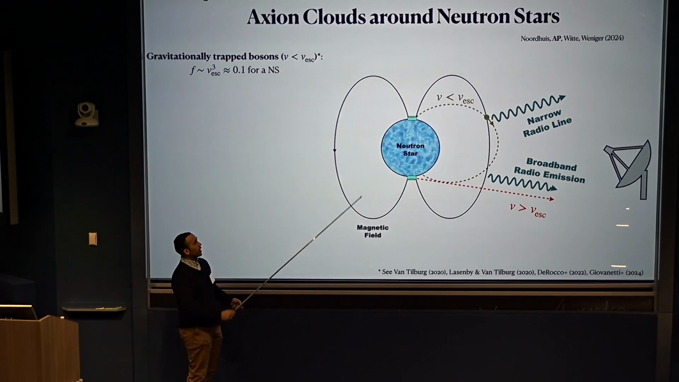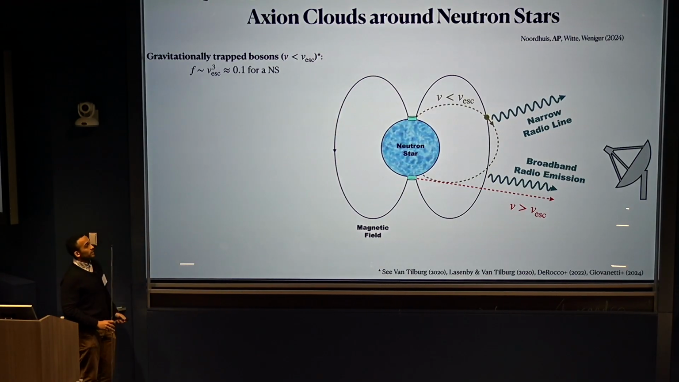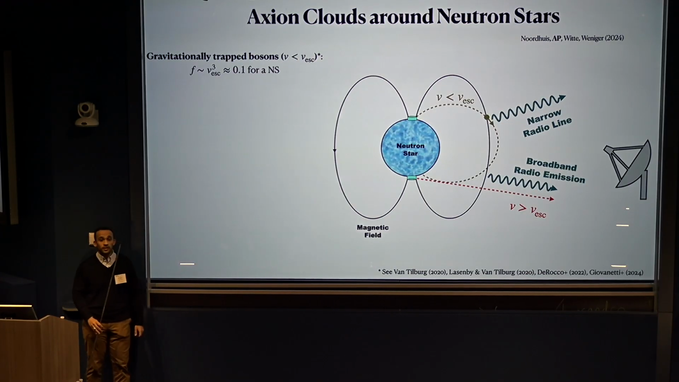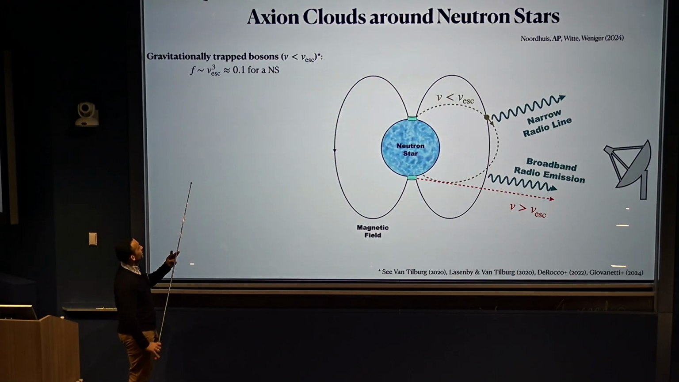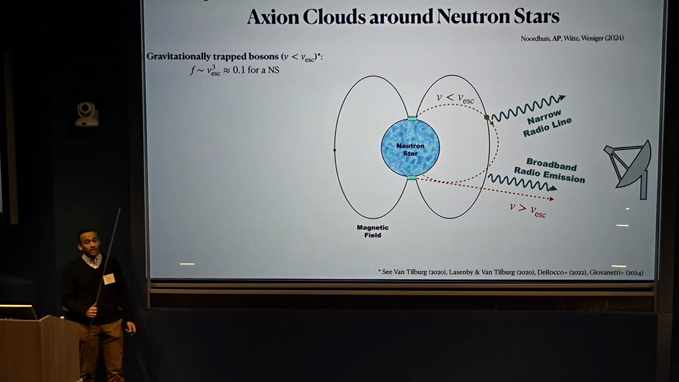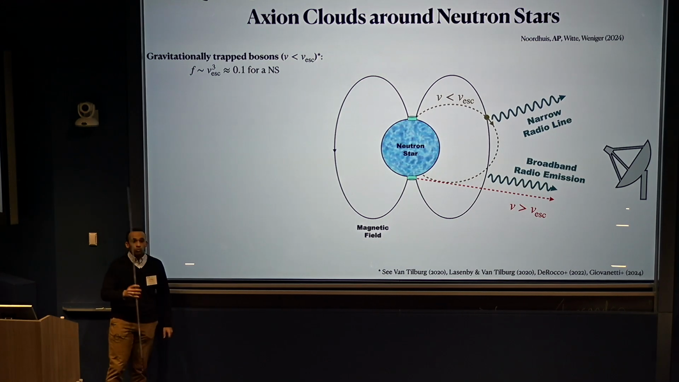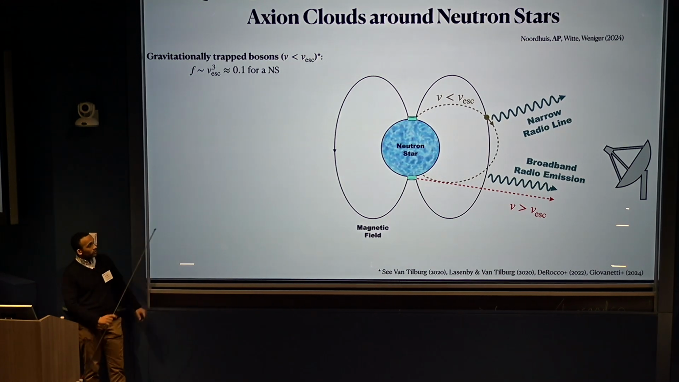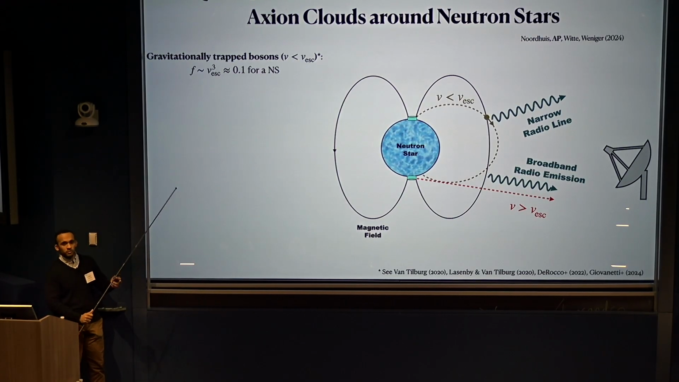Another population, which I label V less than V escape, have velocities less than the escape velocity of the star, which in the case of the neutron star is actually significant. It's about half the speed of light. And so you can convince yourself that the fraction of phase space that's emitted into these gravitationally bound orbits goes like the escape velocity cubed, roughly. And so about 1 in 10 axions from a neutron star emitted here are emitted into gravitationally bound orbits. And this is also something that's been studied in other stellar systems by people in the crowd.